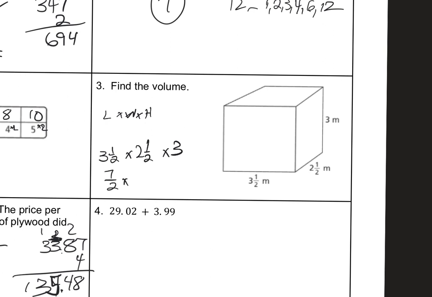So 7/2 times 5/2 times 3/1, which will give us 105/4. And if we divide that out, we find that we will get 26 1/4 meters cubed.